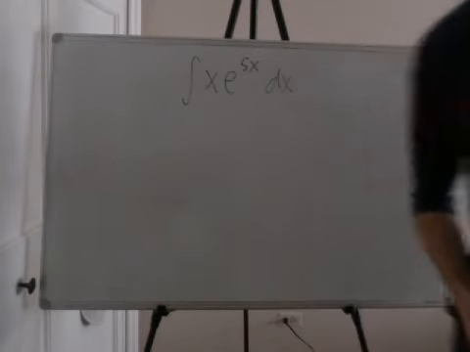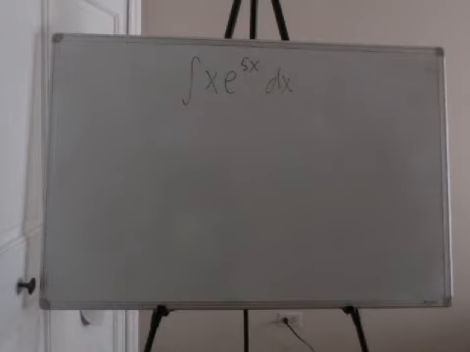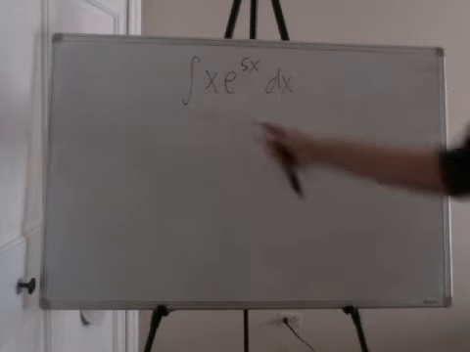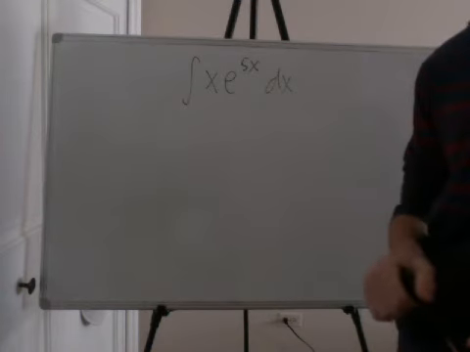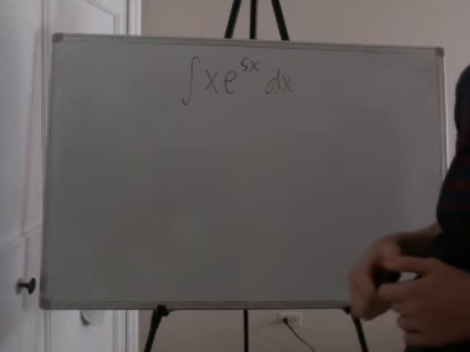How would you integrate that? Well, you might say, look, I'll make 5x u. Well, the derivative of 5x is 5, and there's no x, it's just 5 in this equation, so that's not going to work. There's other things you can do.